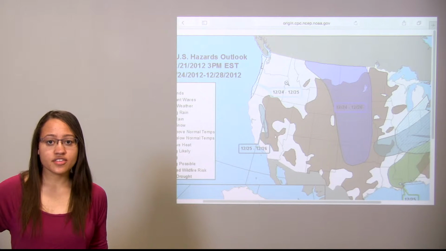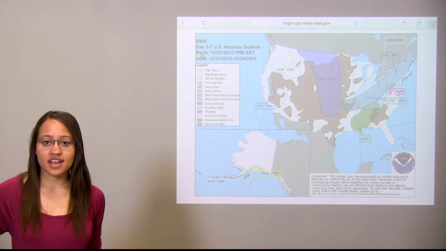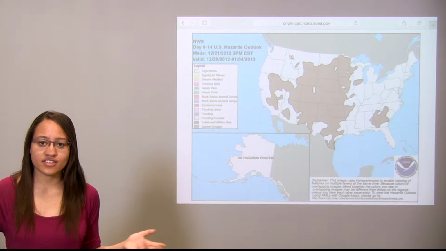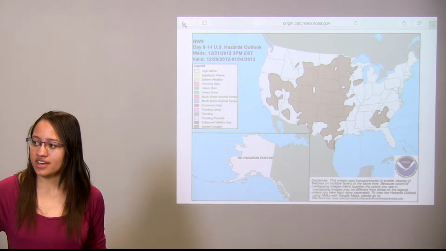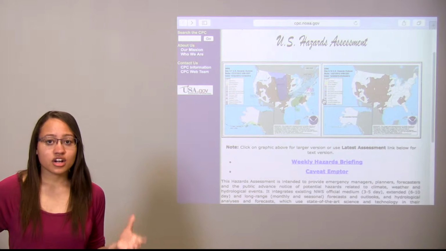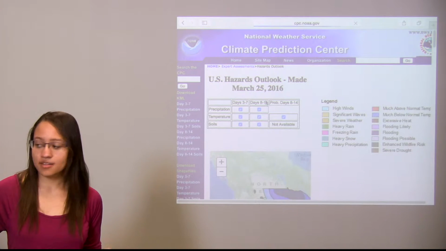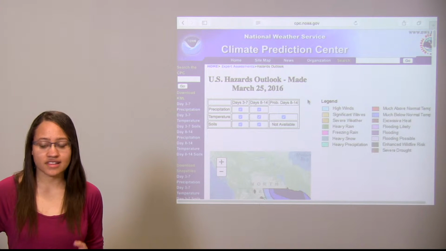There are 2 versions to this outlook. There is the 3 to 7 day outlook as shown right there, and there is also the 8 to 14 day hazard outlook as shown on the screen now. Now, to get a current view of what our current hazards are, we will click this latest assessment link, and that will bring us to a page that looks like this.